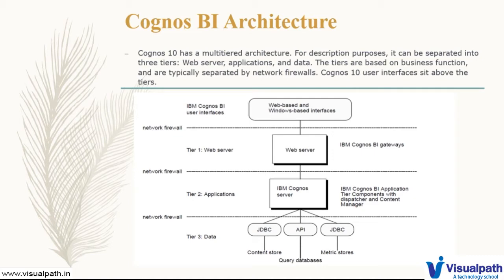This is the basic diagram for the Cognos BI architecture that I was explaining. Here you can see that first of all we have a web interface. The URL where I have given my credentials is the web-based or window-based interface. After that the web server tier came into the picture, and it extracts the information with the help of the gateways. Then the application tier came into the picture, and in the application tier it tries to understand what we need to do from the Cognos side.